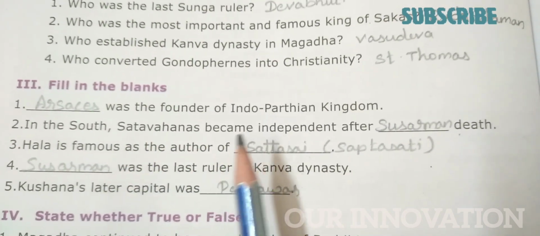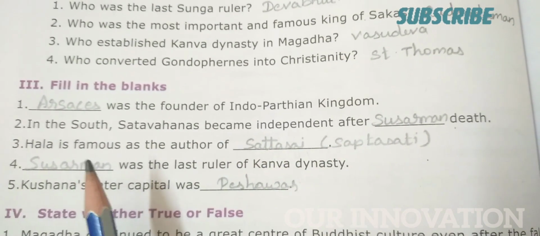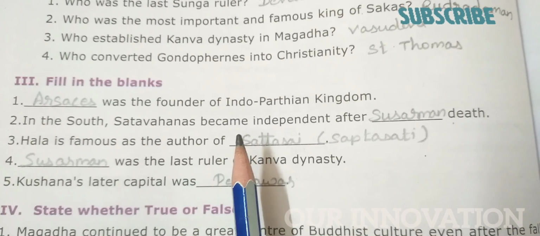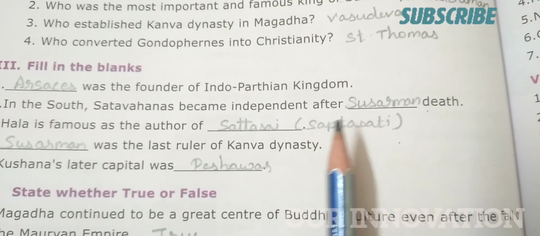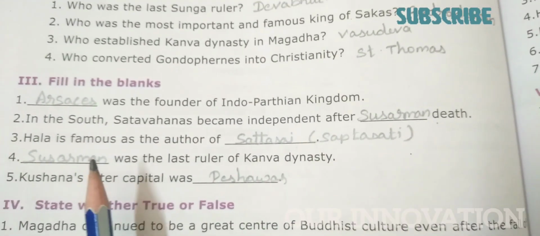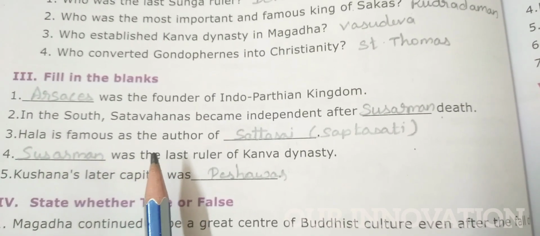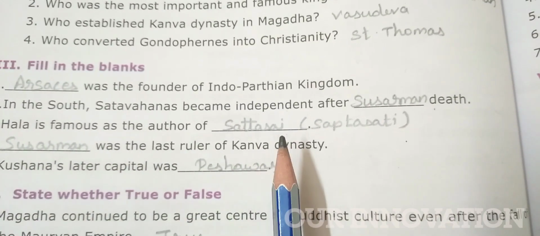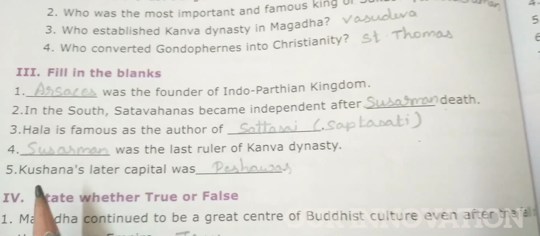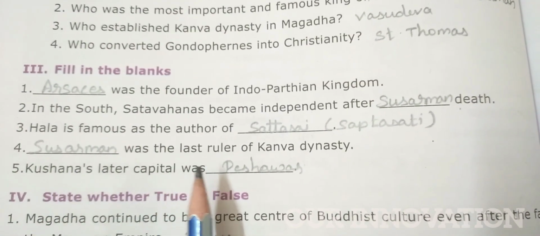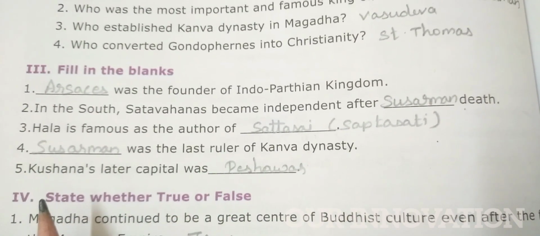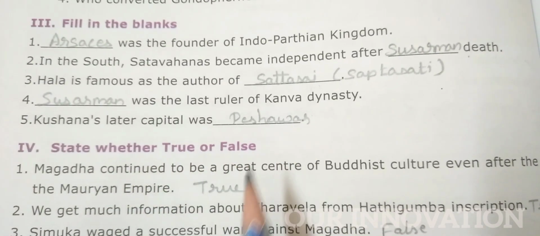Arsaces was the founder of Indo-Parthian kingdom. In the south, Satavahanas became independent after Simuka's death. Hala is famous as the author of Sattasai, that is Saptasati. Susarman was the last ruler of Kanva dynasty. Kushana's later capital was Peshawar.